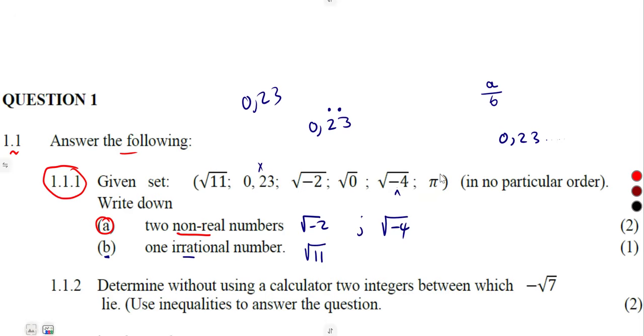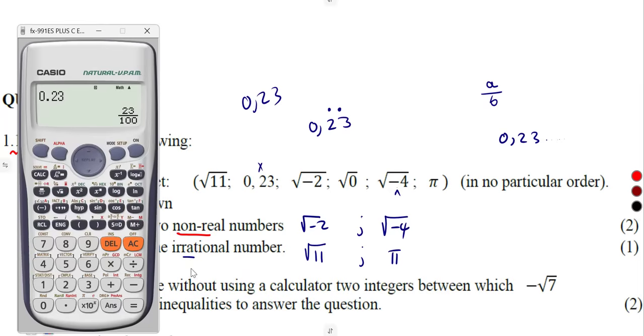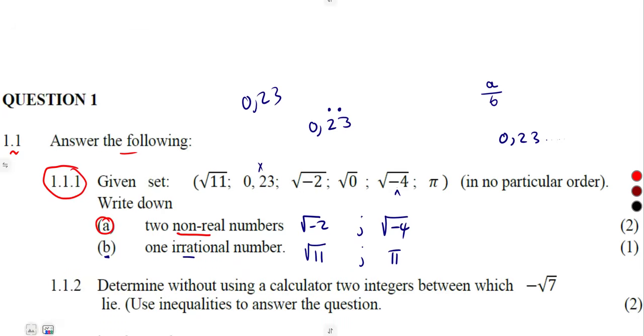Then we have pi. Pi is an irrational number. It can be simplified, but it's an endless decimal, 3.1 and so on and so on. So the best answers were going to be the square root of 11 and pi. Any one of these.